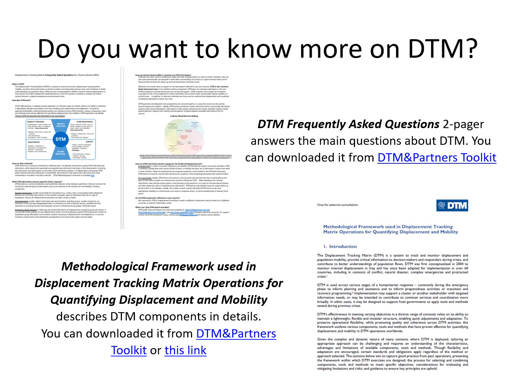If you want to know more about DTM, you can download from the DTM and Partners Toolkit that is online a two-pager called DTM Frequently Asked Questions. It answers the main questions about DTM, what DTM is, and what it cannot and can do for partners. There's also a longer document, a methodological framework used in DTM operations for quantifying displacement and mobility. It describes the DTM components and their methodology in detail. You will find this also in the DTM and Partners Toolkit or at the link that is on the slide in front of you.